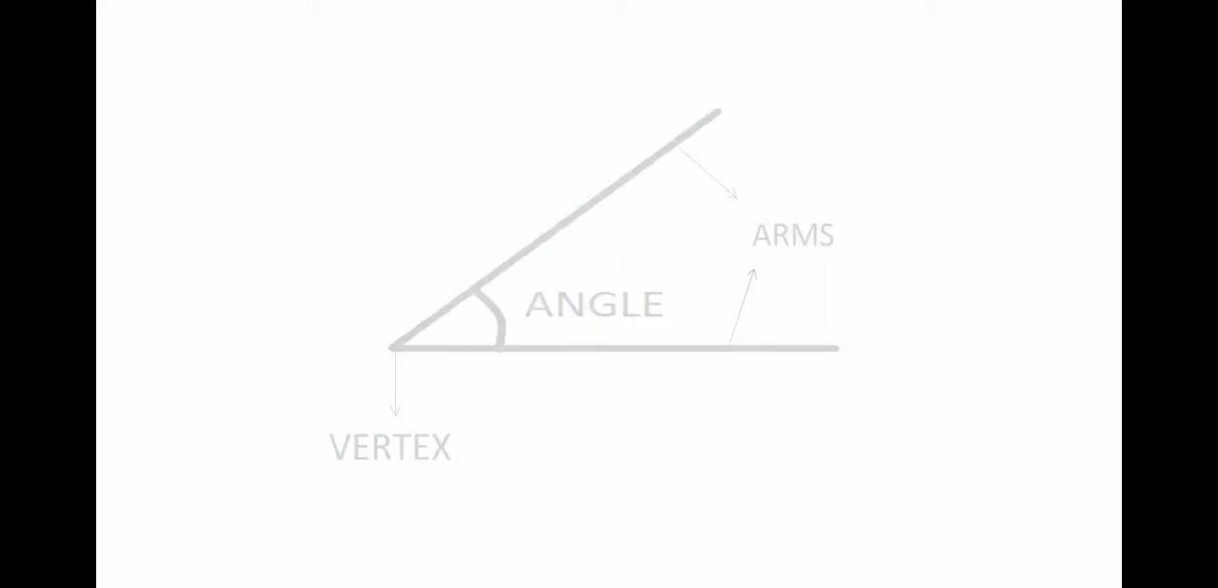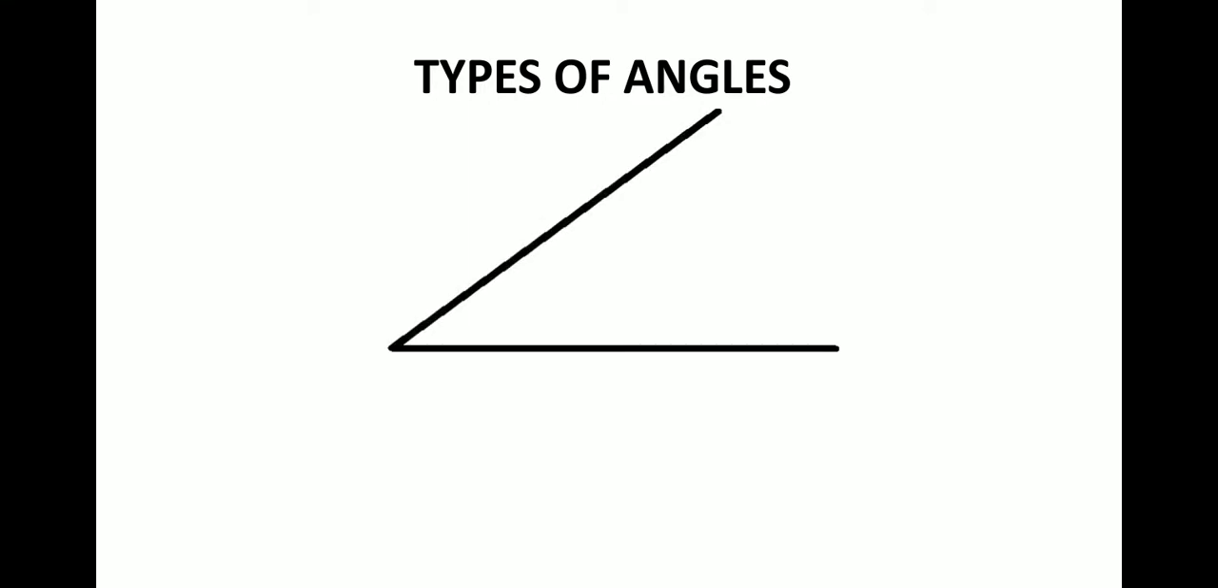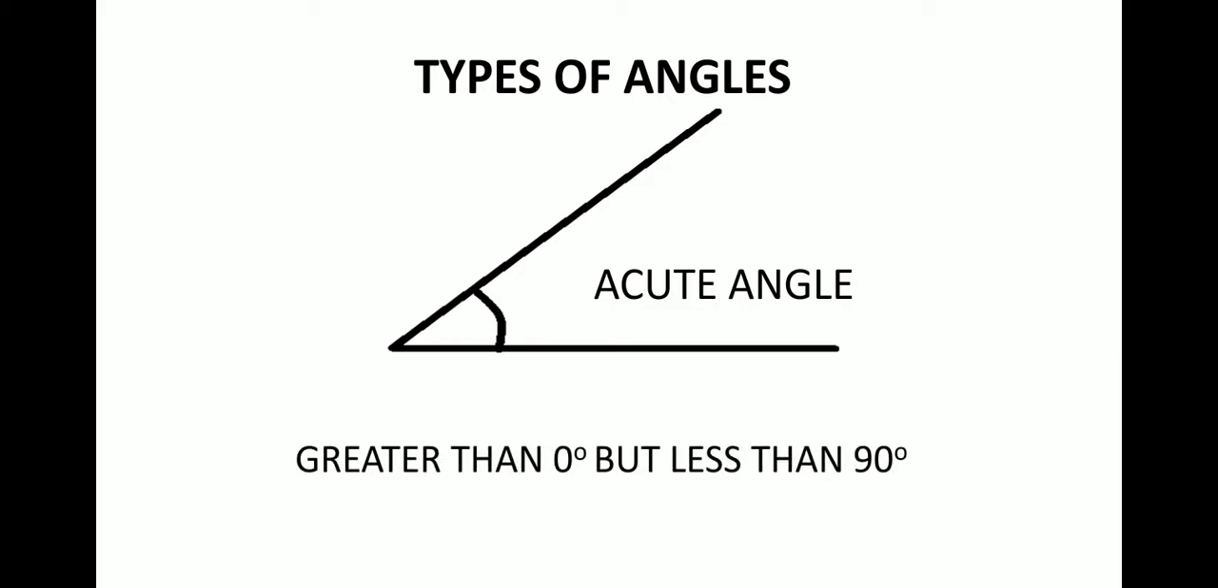So there are different types of angles. Firstly, we have a straight line, and if the angle formed is like this, okay, so this is the angle formed. This is called the acute angle if its measurement is greater than 0 degree but less than 90 degree. Then these type of angles are called acute angles.